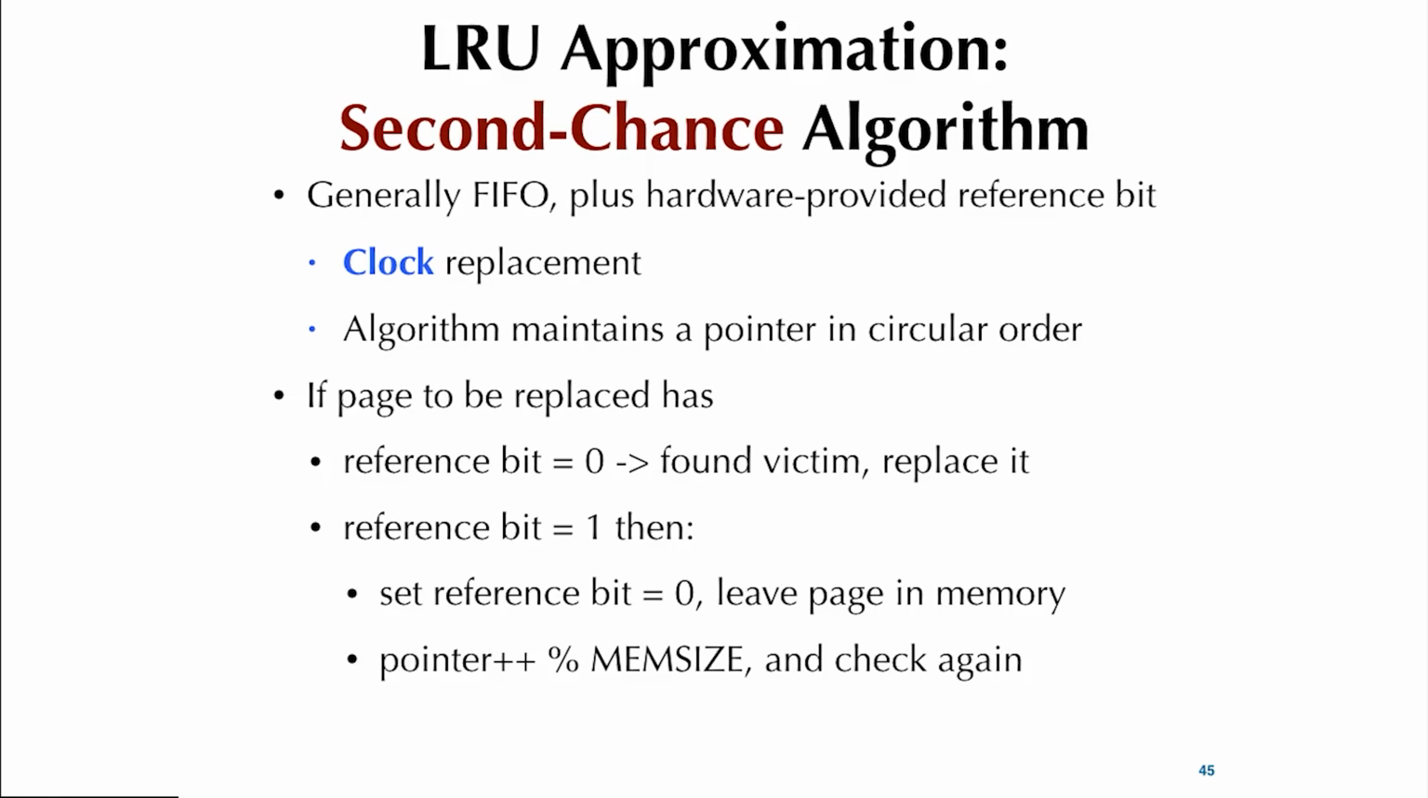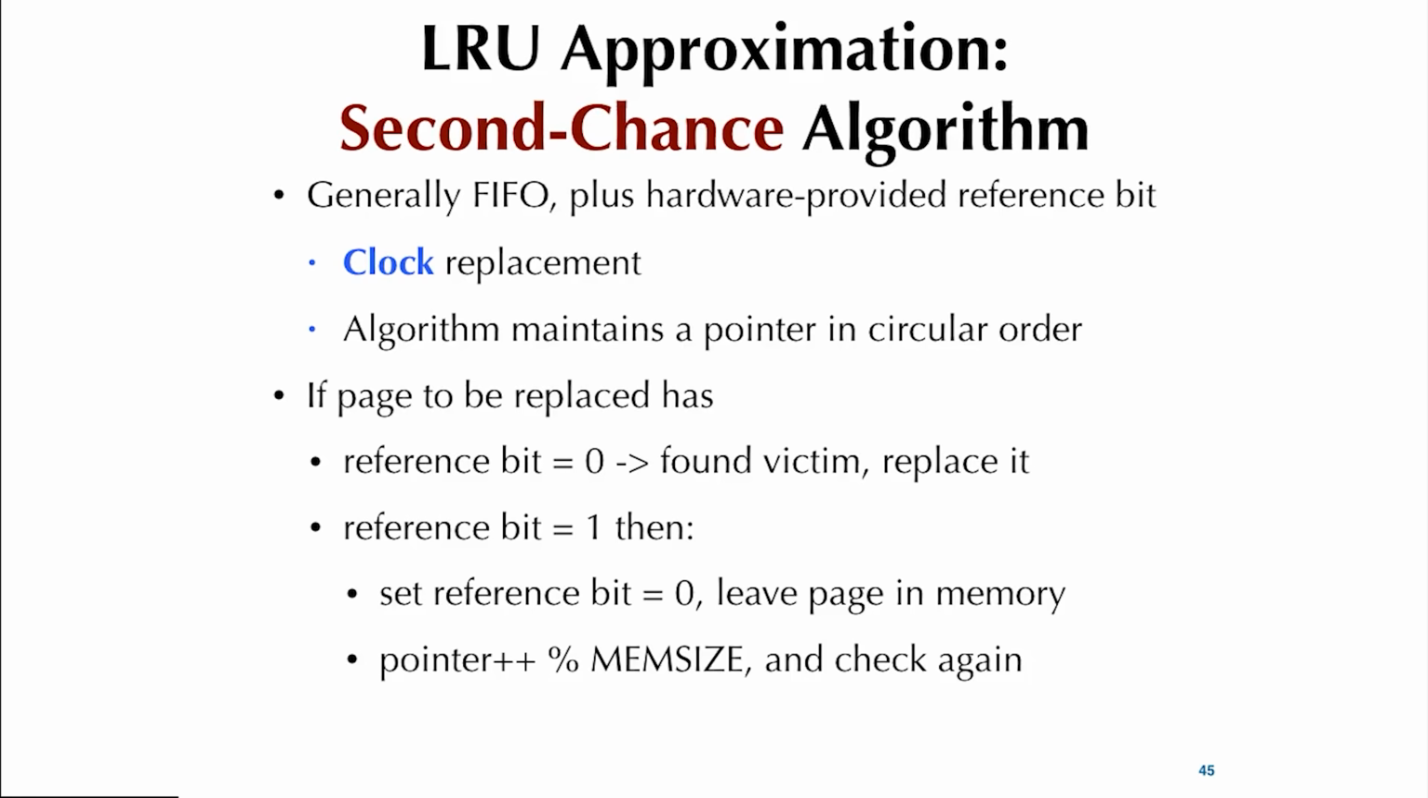There's one pretty well-known one called the second chance algorithm. That's an LRU approximation. The way it works is it's kind of a FIFO, but used in conjunction with the hardware-provided reference bit. And so the algorithm actually maintains a pointer in this kind of circular queue, right? So what does it do? It marches down these pages and checks these reference bits. And of course, these bits are updated by hardware.